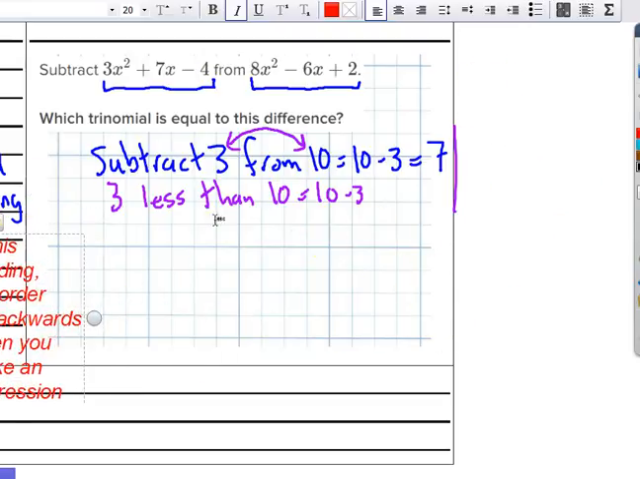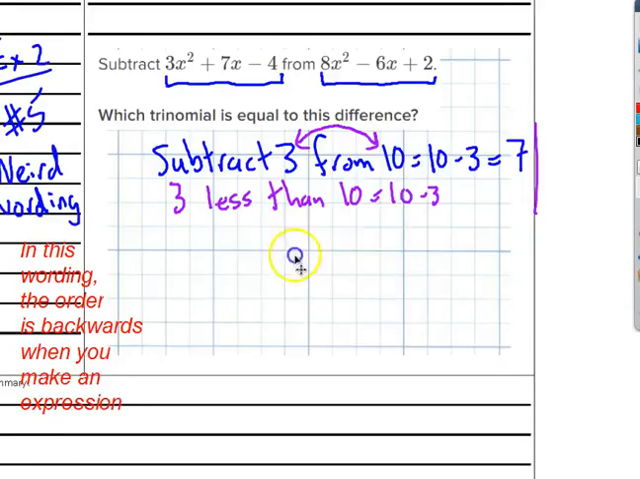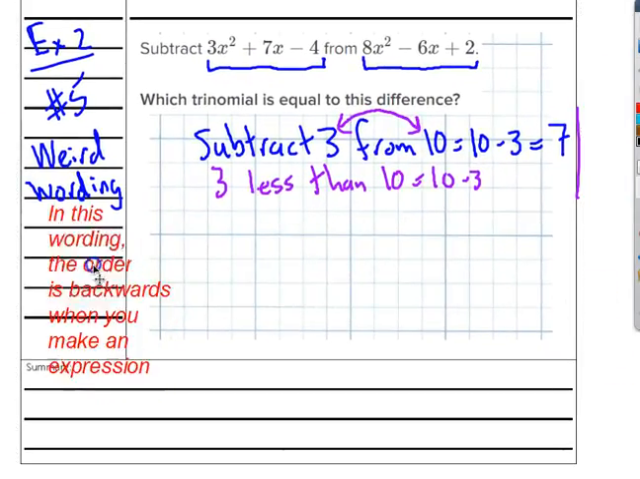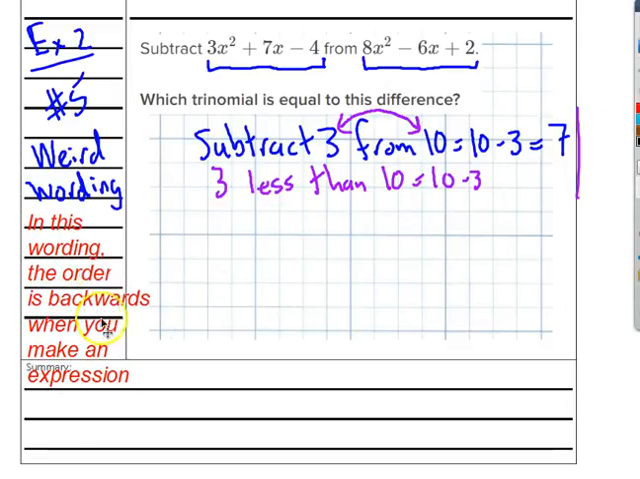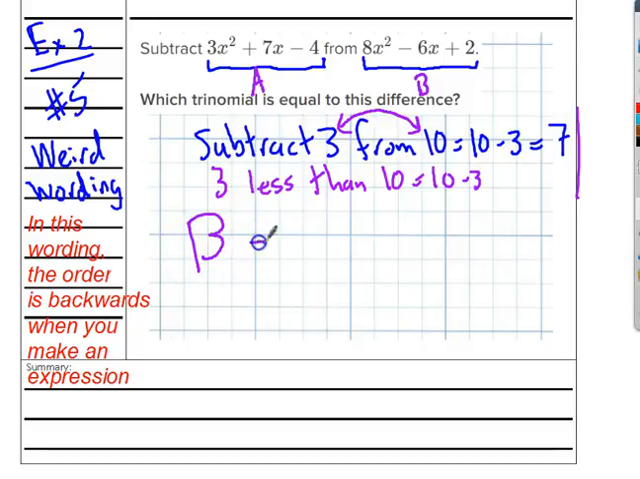So I'm going to move that over to here for doing the rest of the problem. You can put it either way. You can either put it out to the right or out to the left. So in this particular wording, the order is backwards when you make an expression. So let's see what that means. If I call this entire thing A, term A, and this entire thing is term B, then if I subtract A from B, that means it's not going to be A minus B, it's going to be B minus A. If you subtract A from B, then that means it switches the order to B minus A.